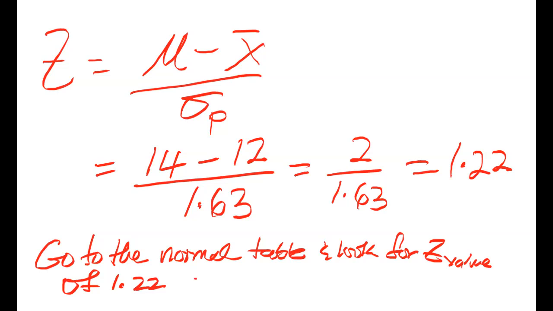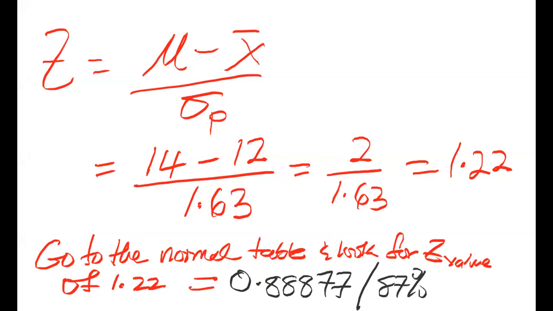So that will give you 0.88877. Good. So what's the probability that you will finish the project within 14 days? It's 0.88877. Or there's an 87% chance that you will complete the project within 14 days. All right. So again, when you're given a PERT distribution of the times, you're most likely to be asked for probabilities that the project can be completed within a certain time.